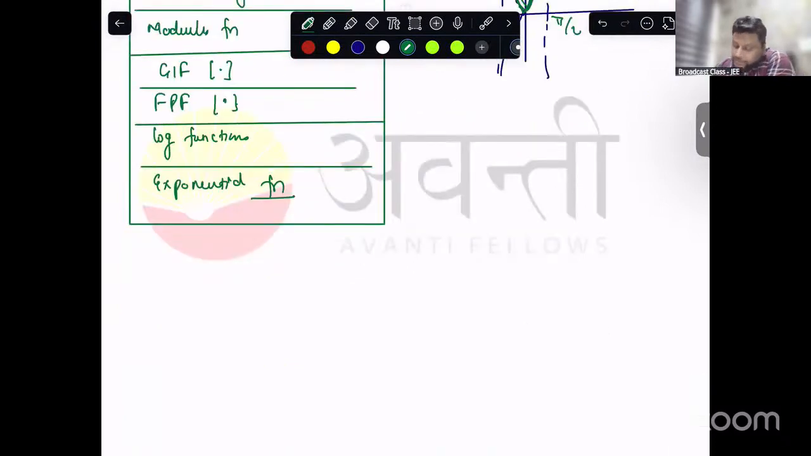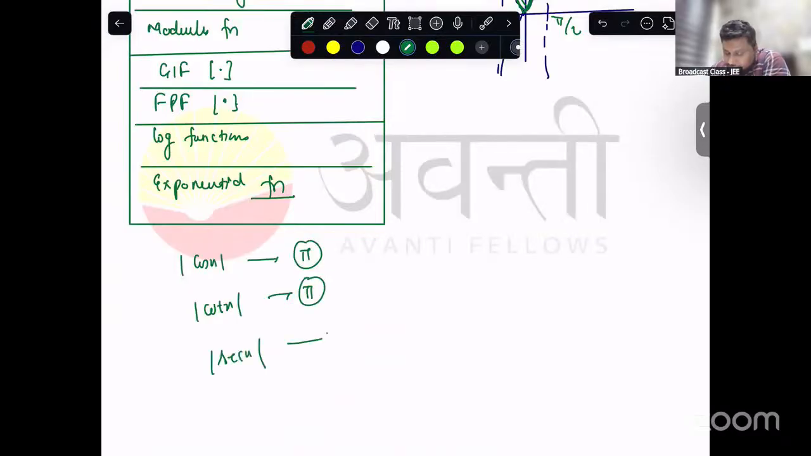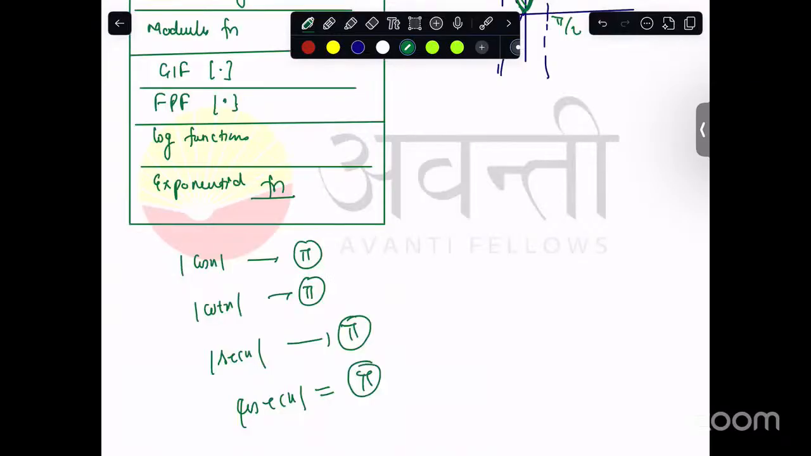Got it? Now, if I ask you about mod cos x, again the period will be pi. Mod cot x, the period will be pi. Mod secant x, the period will be pi. Mod cosec x, the period is also going to be pi. Yes or no? Yes.